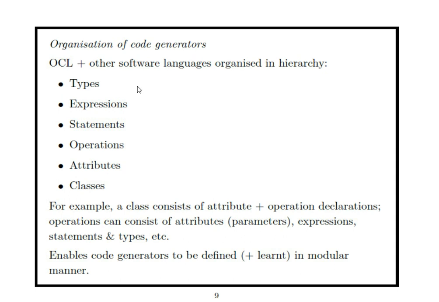Now, code generators are based on the structure of the source and target language. Normally, the structure of a language is quite systematic, with types, expressions, statements, operations, attributes, classes, and so on. And that structure is used in defining the code generators and learning the code generators.